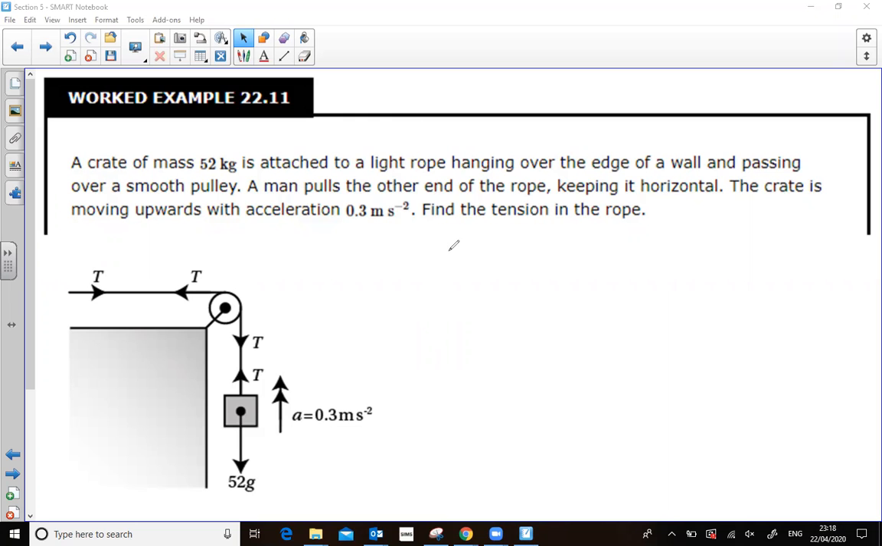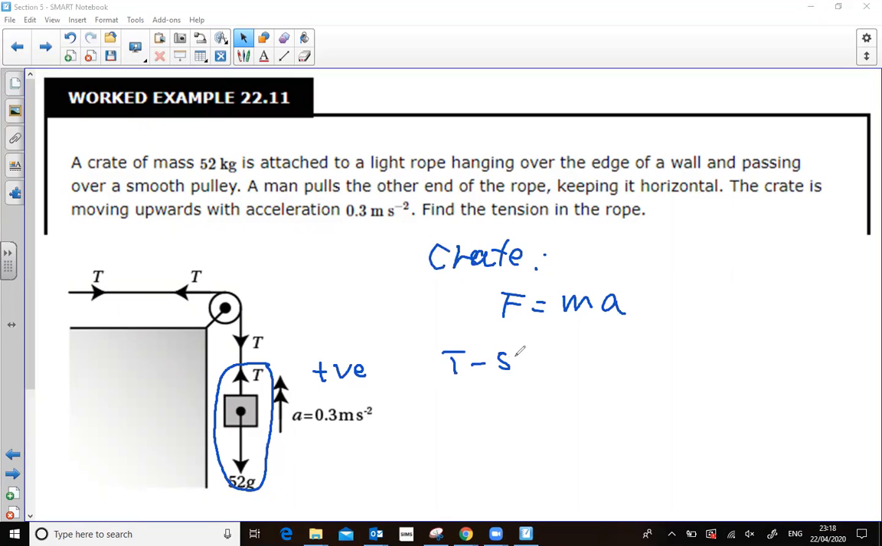So for the crate, we have F equals ma. What is the resultant force? If the crate is pulled upwards, that's our positive direction. You can see only two forces acting on the crate: the tension and the weight. Tension is going upwards, which is the same direction as acceleration, so that's positive, T. The weight is acting downwards, so it's negative, minus 52g. And that equals the mass of the crate, which is 52 kilograms, times the acceleration, which is 0.3.